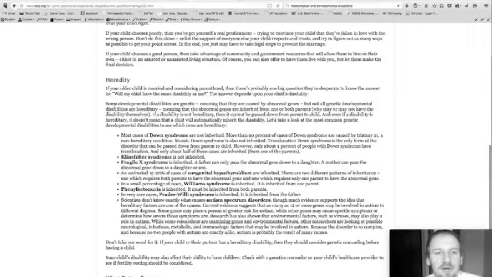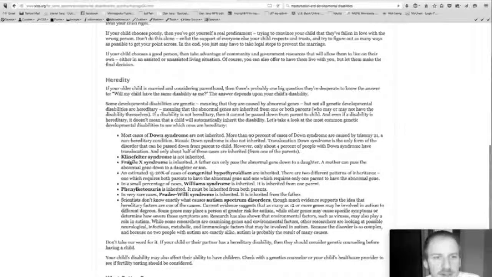And then it goes on to talk about heredity. If your older child is married and considering parenthood, there's probably one big question they're desperate to know the answer to. Will my child have the same disability as me? The answer depends upon your child's disability. And then it goes on to talk about some common disabilities here. In most cases of Down syndrome, it's not inherited. More than 90% of cases of Down syndrome are caused by trisomy 21, a non-hereditary condition. Mosaic Down syndrome is also not inherited. It goes on.